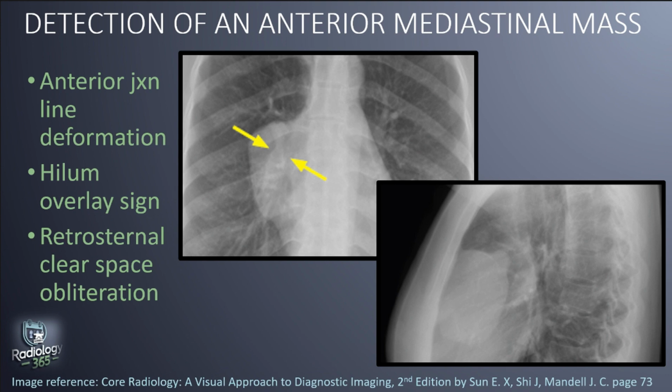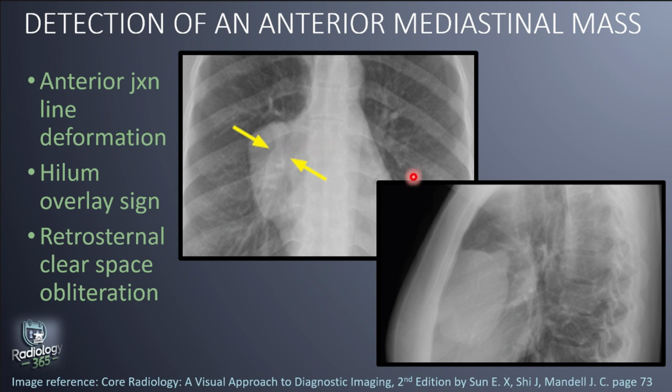Also, obliteration of the retrosternal clear space on a lateral radiograph is a direct sign of prevascular mediastinal location of a lesion. So in these images, the first one is a frontal radiograph, and it shows a right mediastinal mass with silhouetting of the right heart border. There's some silhouetting of the right heart border, and we can also see that the pulmonary artery is visibly running through this mass, representing the hilum overlay sign. And this also indicates that the mass is not in the middle mediastinum.